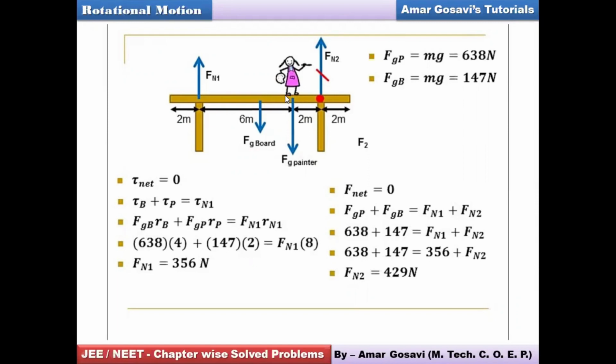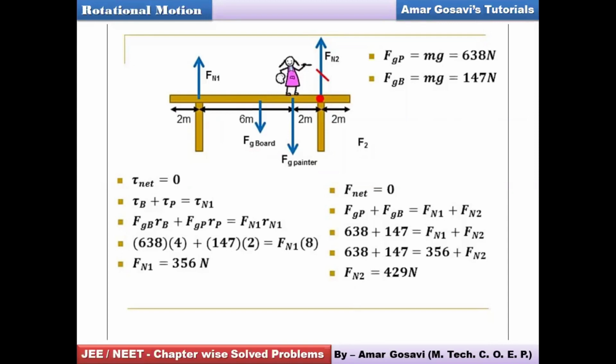Let's say this girl is a painter. She would be exerting some force vertically downwards. So Fg painter is the force exerted by her weight. The plank would have its weight, and the force would be acting exactly at the center, as per the concept of center of gravity, the Fg board. Then obviously the first support will give a normal reaction upwards, that is Fn1. The second support would give a normal reaction, Fn2, in the upward direction, along the positive y-axis.